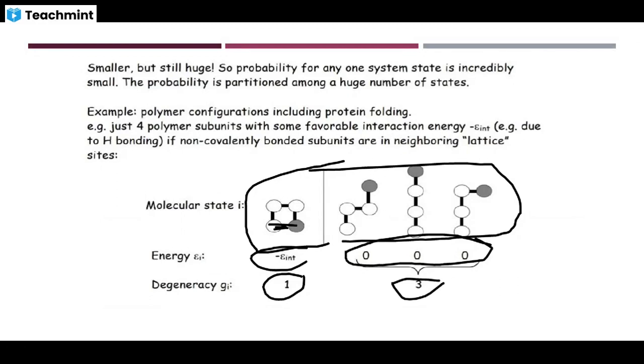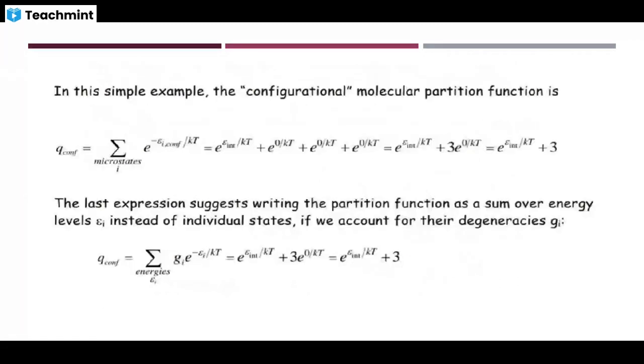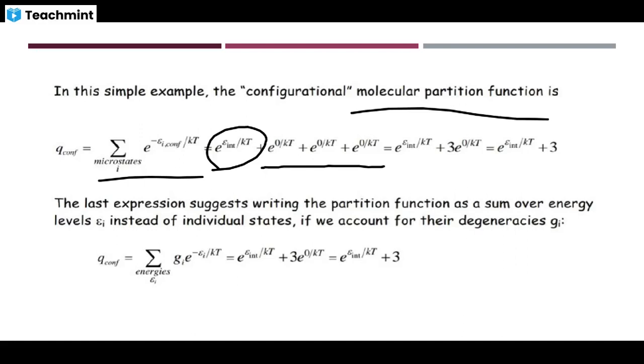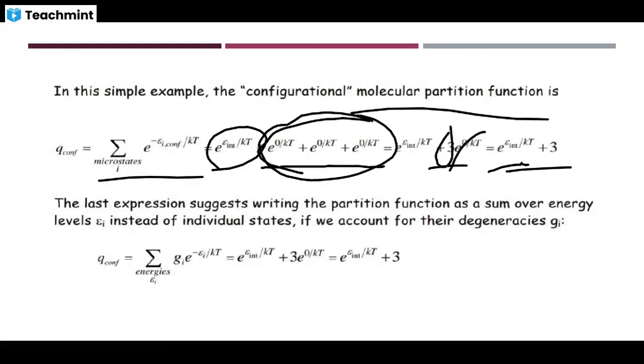Degeneracy means same energy. In this simple example, the configurational molecular partition function is just adding all the states. So this is for the interaction energy, and this is for 0. You can add all these into 3 times e power 0, which is e power 0 equal to 1. So e power epsilon interaction plus 3. The last expression suggests writing the partition function as a sum over energy levels epsilon i instead of individual states, if you account for their degeneracy. So instead of writing 3 times, you can just put the degeneracy 3. So 3 into e power 0 by kT.